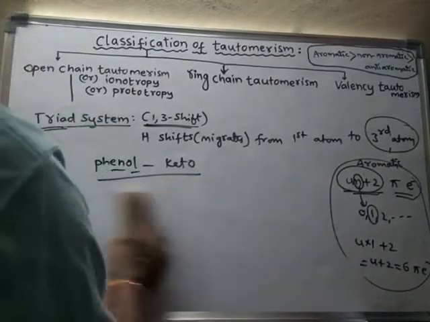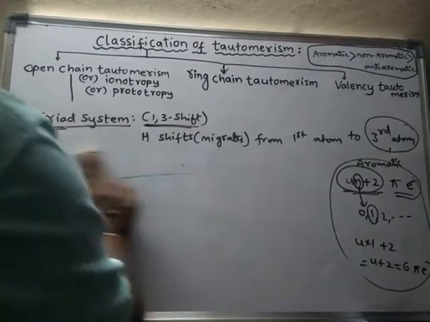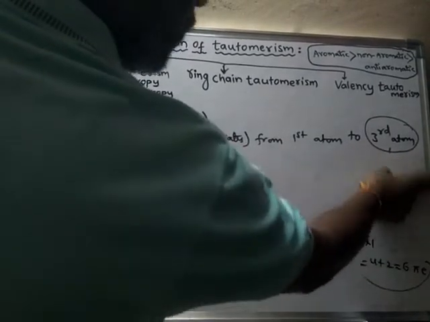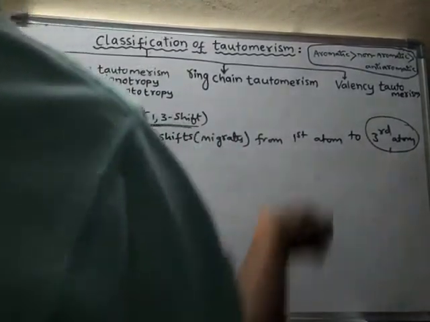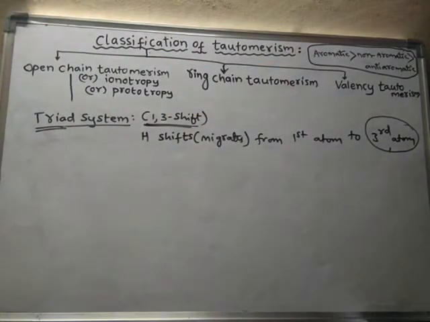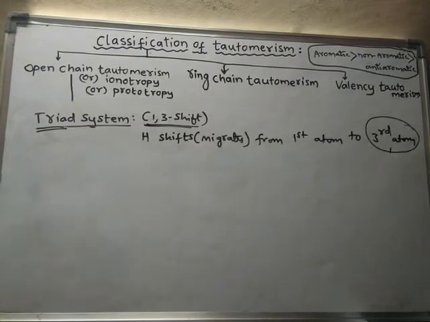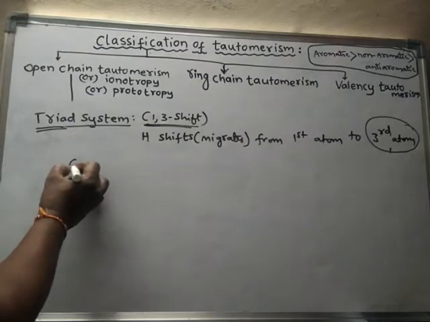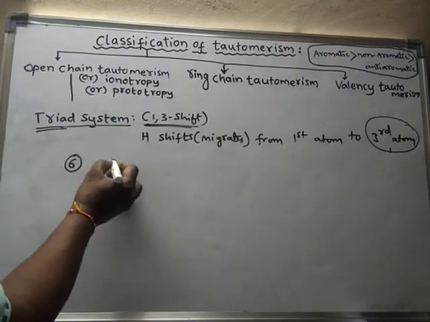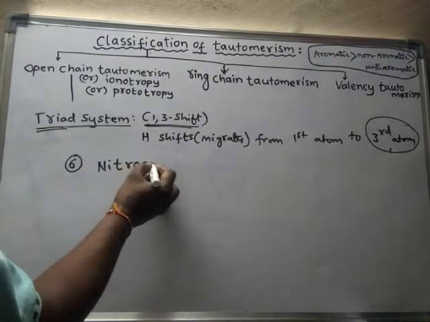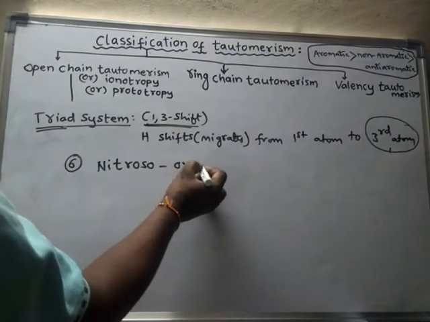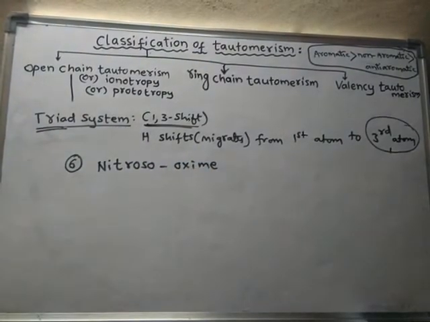tautomerism is an example for a triad system. Remember that aromatic compounds are always more stable than non-aromatic, and non-aromatic are more stable than anti-aromatic. Okay, right. The next type of triad system. An example for the next type of triad system is the nitroso-oxime type.